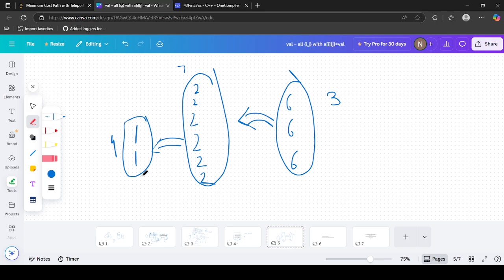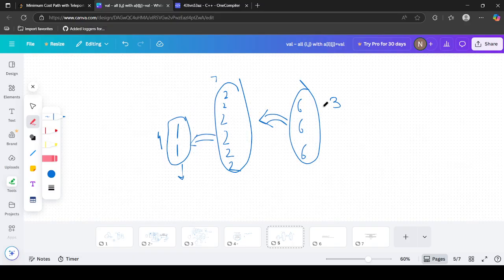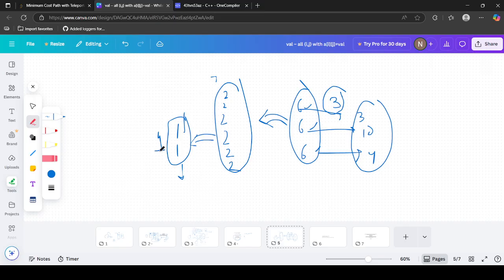So we have two different cells with a value of 1, many different cells with 2, and many different cells with 6. For now, let's assume that the cost to reach this 6 is 3, to reach this 6 is 10, and to reach this 6 is 4. So the minimum cost to reach any of the 6 is 3. Similarly, the minimum cost to reach any of these 2 is 7, and the minimum cost to reach any of the 1 is 4.